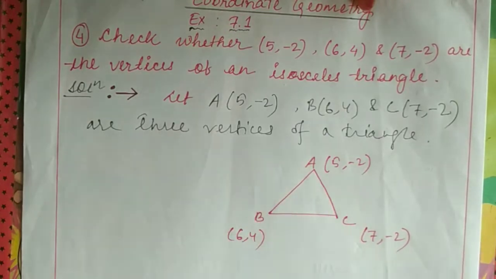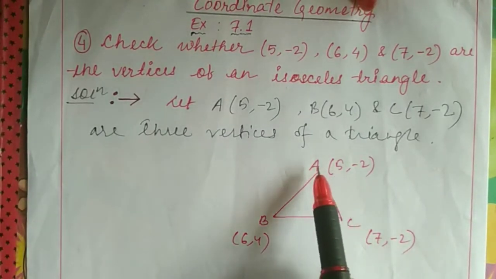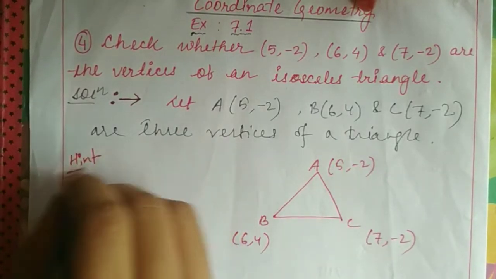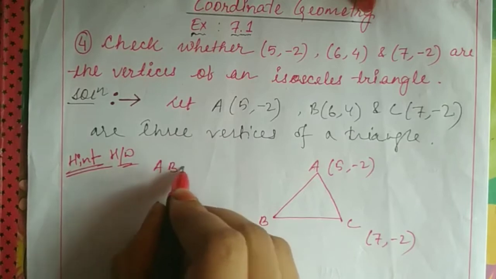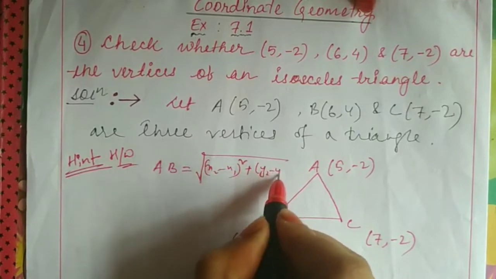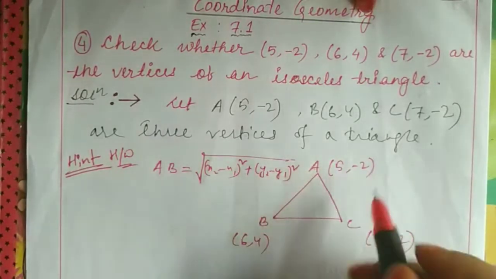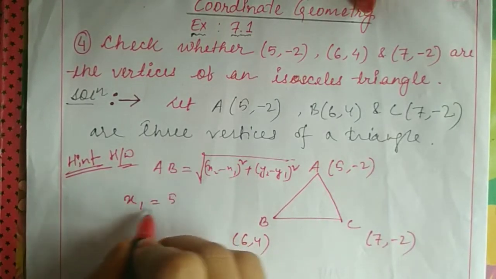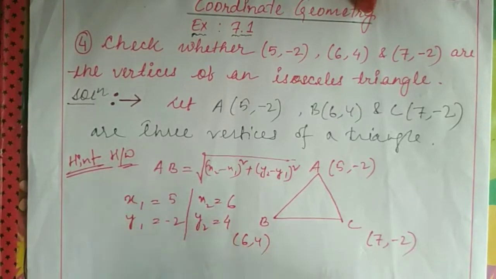That means two sides of the triangle are equal. So here you have to find the distance between AB, BC and AC. I give you a hint here. It's your homework as well. So you have to find AB. You know the distance formula, that is square root of x2 minus x1 whole square plus y2 minus y1 whole square. For points A and B, the coordinate of A is 5 comma minus 2 and B is 6 comma 4. So here x1 equals 5, y1 equals minus 2, x2 equals 6, y2 equals 4.